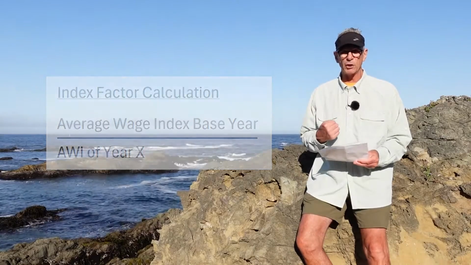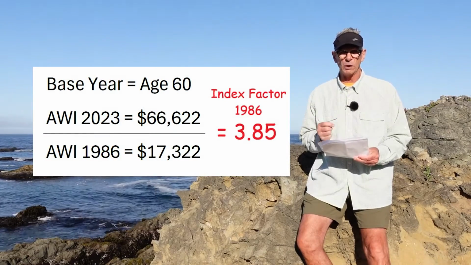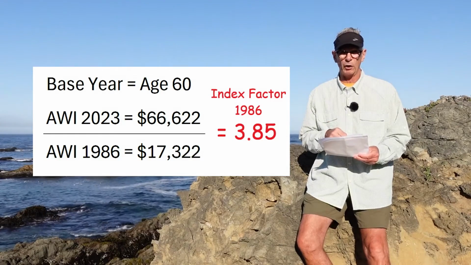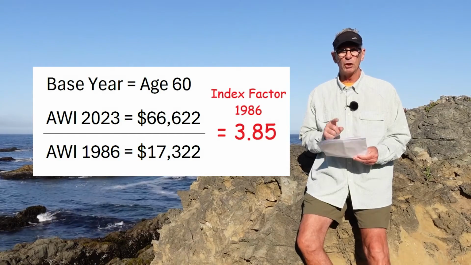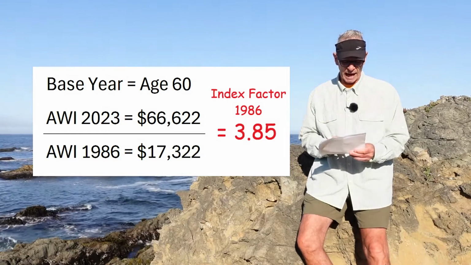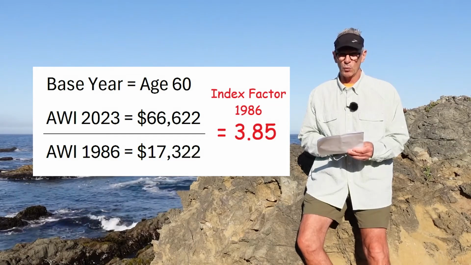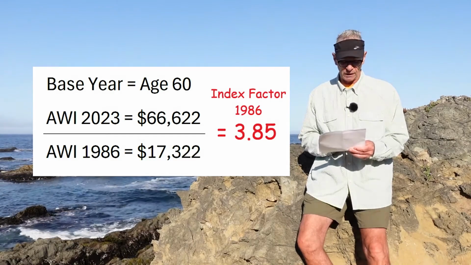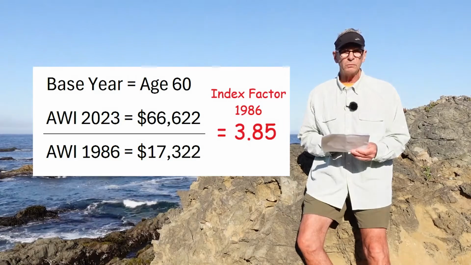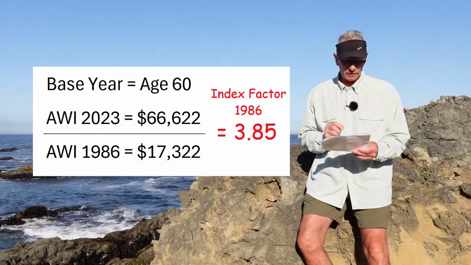So I turned 62 in 25. My base year, anyone's base year, is 2 years prior to age 62. So it's age 60 that is the base year they're looking at. So the average wage index for 2023, when I turned age 60, was $66,622.